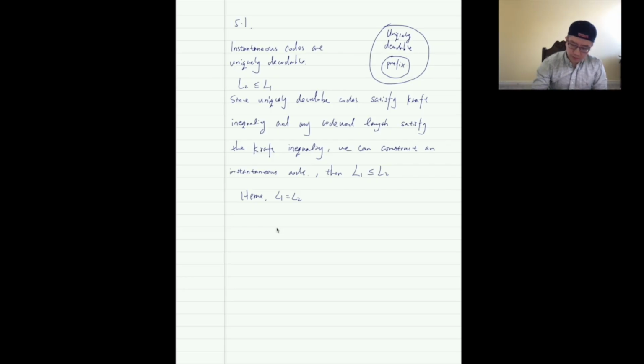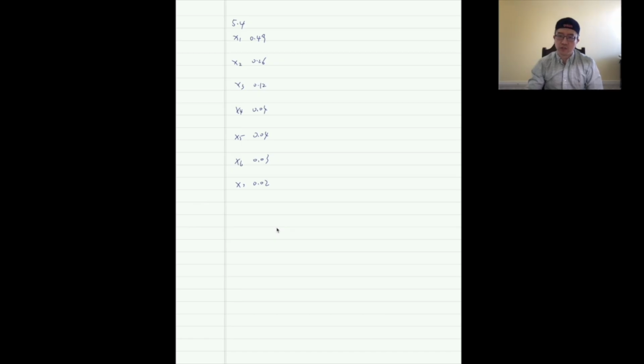Here, maybe on this new page, this is 5.4. Okay, so let's see. We have seven symbols: x1, 0.49, x2, and let's just copy all of them here, X6 and X7. Okay, great. So now let's start the Huffman coding procedure.